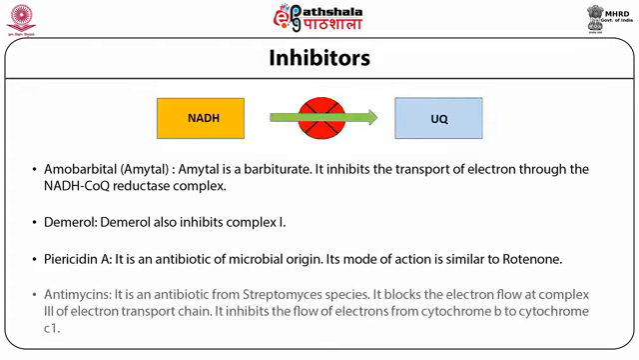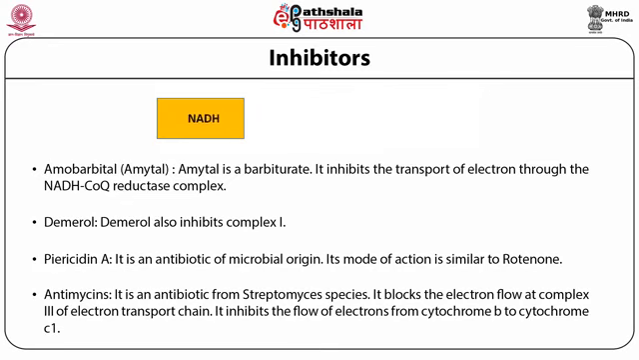Next is antimycin. It is also an antibiotic from Streptomyces species. It blocks the electron flow at complex 3 of the electron transport chain. It eventually inhibits the flow of electrons from cytochrome b to cytochrome c1. Cyanide is a respiratory inhibitor which blocks complex 4 of the electron transport chain. It blocks at cytochrome oxidase, which prevents both coupled and uncoupled respiration.